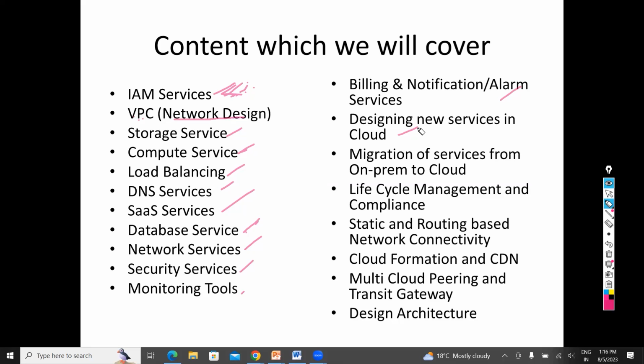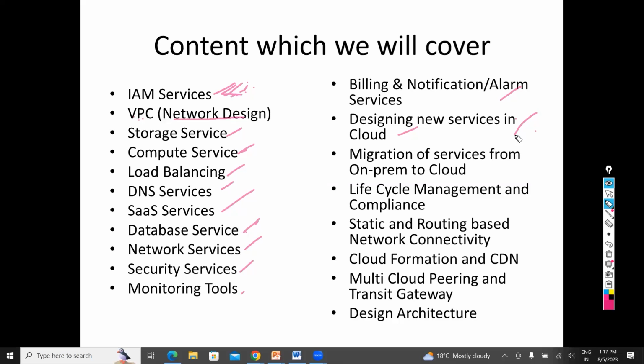You have to take care of costing, you have to take care of design. Which service will integrate, or which service will have interoperability? Without interoperability, if you launch a service and it does not connect to your resources, then there is no use of the launch. So you have to understand that. We will explain everything.